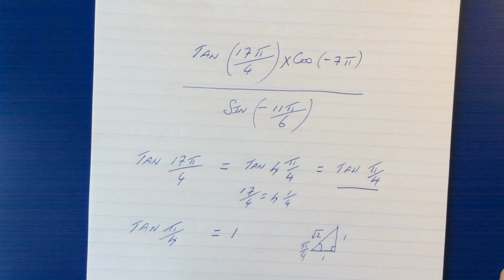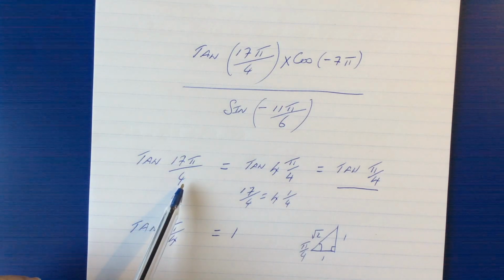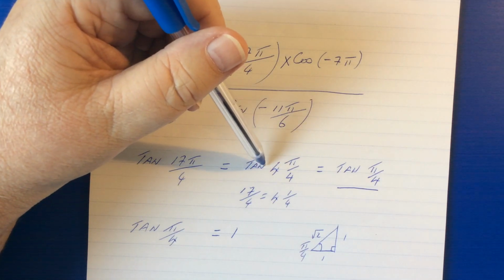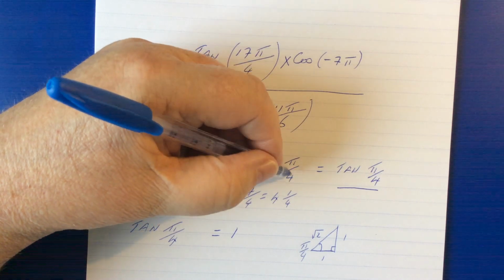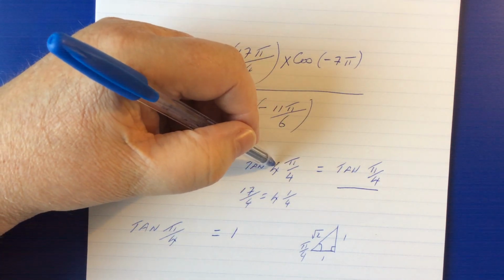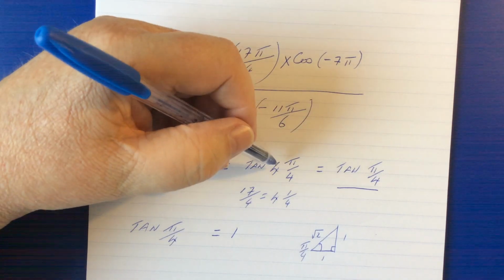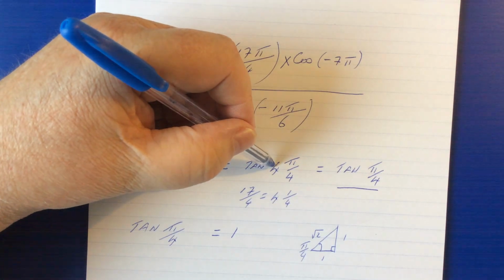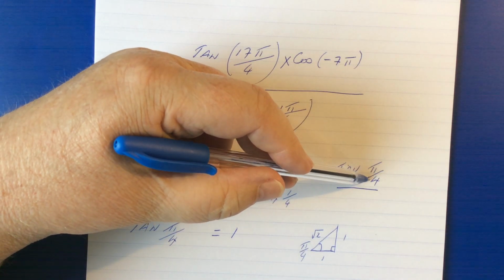So let's just get all this into frame. So the tangent of 17 pi on 4 is equal to the tangent of 4 and 1/4 pi. Now, where you have a whole number like this, especially when it's even, it simply means that if you start going around the unit circle, you wind up where you started. So effectively, this can be simplified to tan pi on 4.